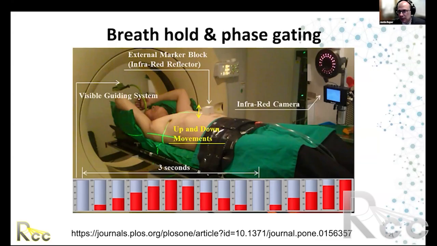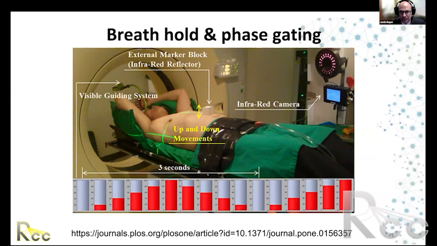Of note, which I should have mentioned earlier, this same type of fiducial block can be used for the breath hold treatments to determine the position or the excursion of this fiducial marker, and then relate that to a CT image, which is used for planning.